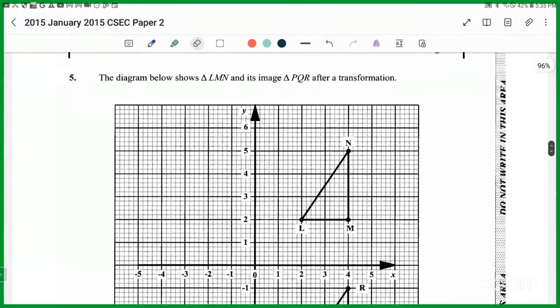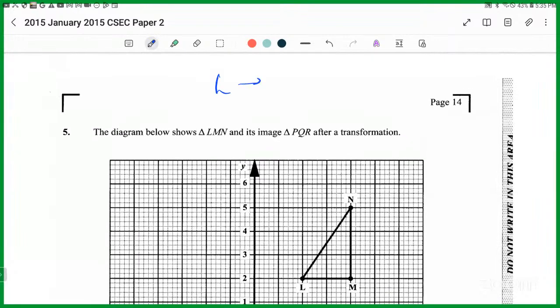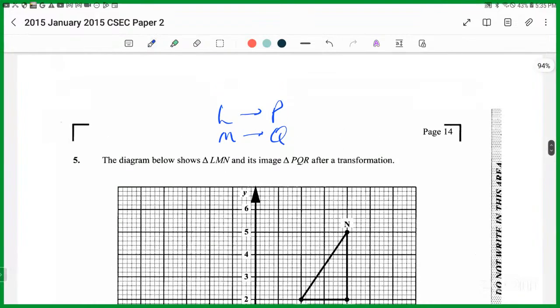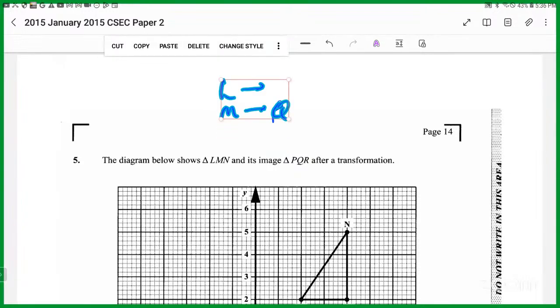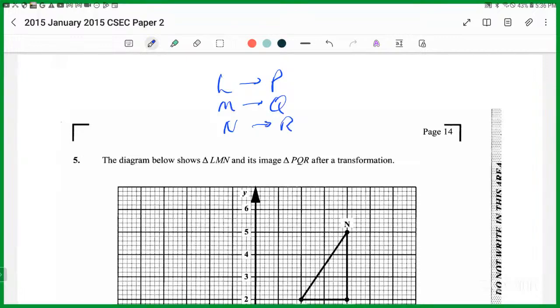The diagram below shows LMN and PQR after transformation. What I've never liked about this question is the fact that the letters are different. So for the prime thing, right? We must know that it is L to P, first letter to the first letter, M to Q, then alphabetical order, and N to R. All right, everything is important, guys. We're not taking anything for granted.